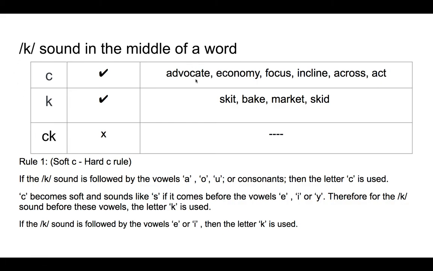For example, advocate, economy, focus, incline, across, act. Here you could see that the C is followed by the vowel A, O, U or any other consonants. Whereas in skit, bake, market, skid, the letter K is followed by the vowels I or E.